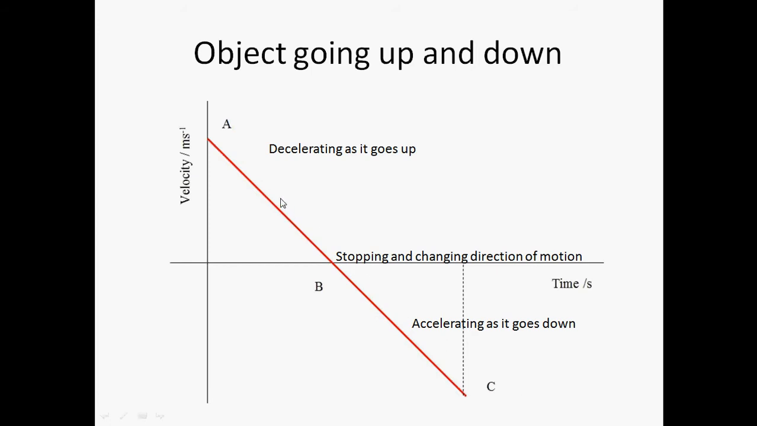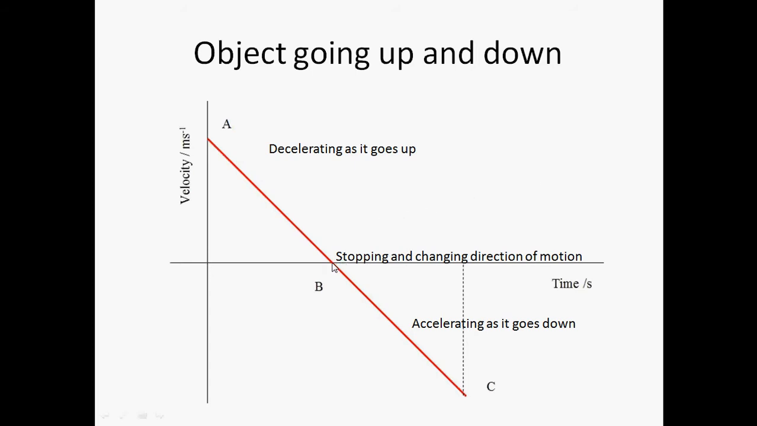So what does that mean? I have a straight line going down, so my velocity decreases over time. So I decelerate as I go up. So my object is going up and decelerating steadily. Then at B, I have zero. Now, zero velocity means that the object stopped moving, okay? So stop moving.